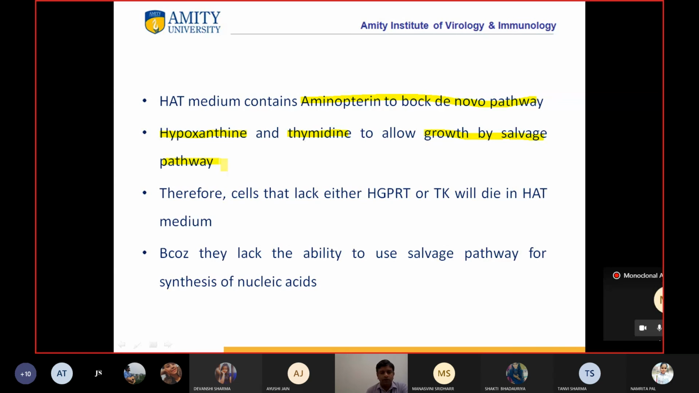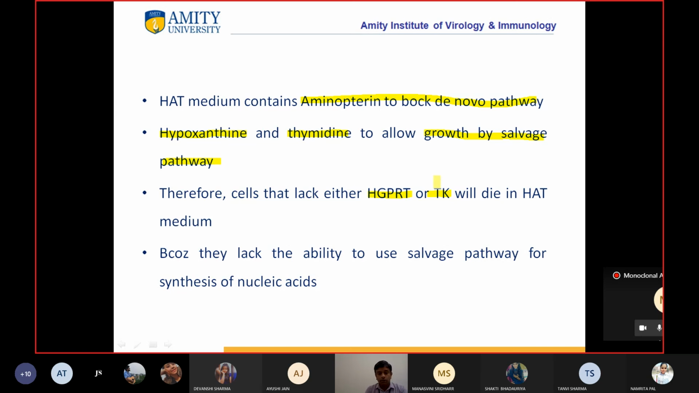Therefore, cells that lack either HGPRT or TK will die in HAT medium. So the cells that do not have HGPRT or thymidine kinase will die, because they lack the ability to use the salvage pathway. Neither the de novo pathway nor the salvage pathway will work, and the cells will die. So the B cell is gone and the myeloma cell is gone.